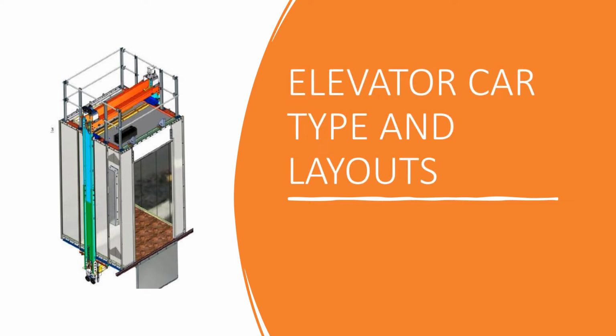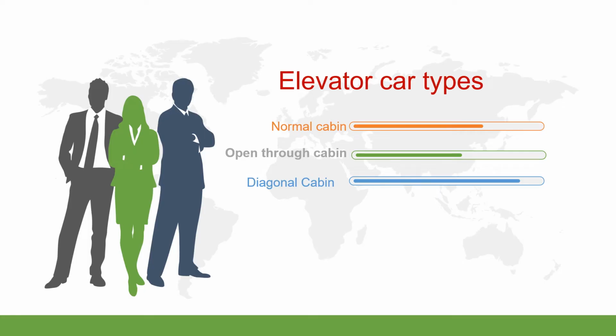Hi. So today we are discussing elevator car types and the elevator basic layouts. Basically, in elevator car types, we have three different types of cabin. It depends on the placement of the door. So, normal cabin, open through cabin and diagonal cabin. We will see one by one what the major differences in these cabins are.